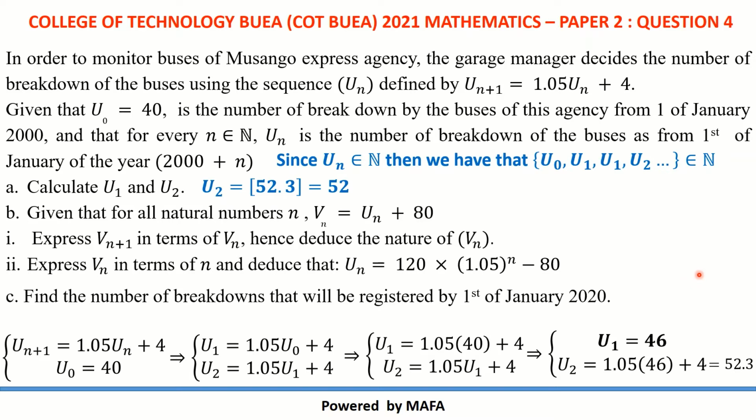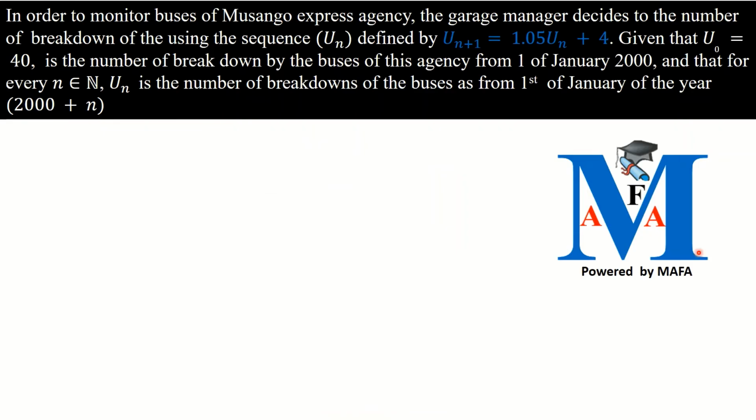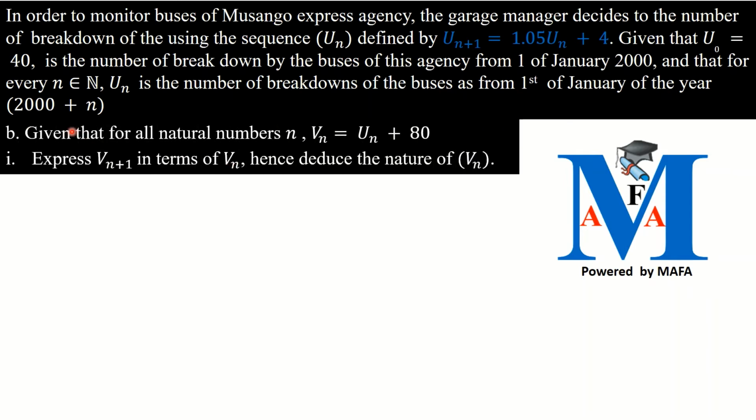Let us proceed to the next question, which is B, Roman 1. All right, so here is the information that was displayed. Now B says that we have a new sequence, v of n, which is u of n plus 80. Roman 1 is asking us to express v of n plus 1 in terms of v of n, and then deduce the nature of the sequence v of n.